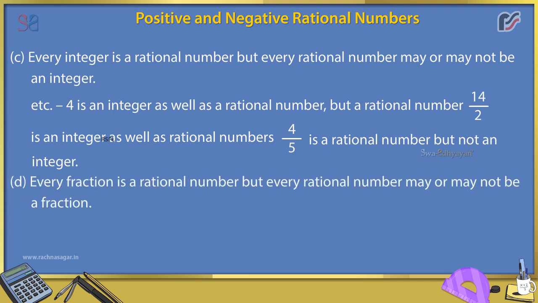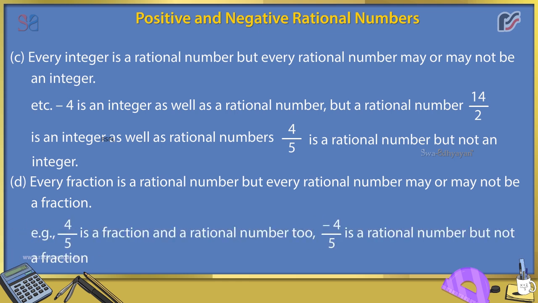D. Every fraction is a rational number, but every rational number may or may not be a fraction. Example, 4 by 5 is a fraction and a rational number too. Minus 4 by 5 is a rational number but not a fraction.